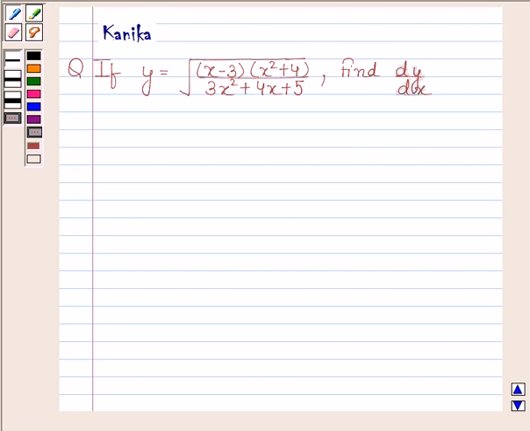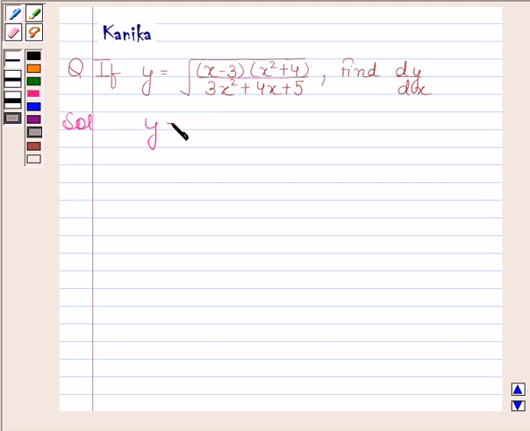Let's discuss the following question. The question says, if y is equal to square root of (x minus 3)(x squared plus 4) divided by (3x squared plus 4x plus 5), find dy by dx. Let's now begin with the solution.